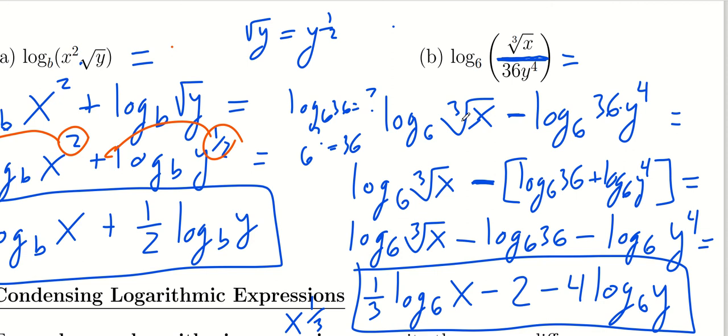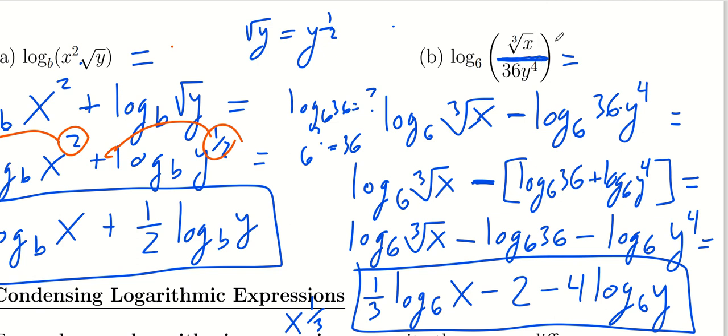One of the shortcut tips that I like to advise students when it comes to expanding logs is this: when you're expanding this log, we have 3 terms here. If you want to think of it as products, we have a cube root of x, a 36, and a y to the 4th.